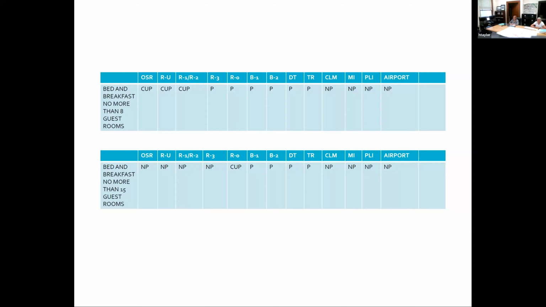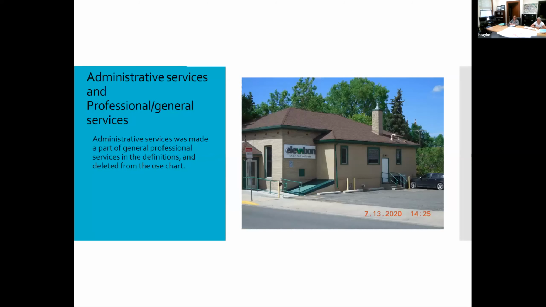Okay. Next slide, please. The next significant proposal is to eliminate the administrative services definition and to have that become part of the professional general services definition. So we're proposing to delete administrative services and to absorb that definition into the professional general services definition, as there was some confusion between the two definitions over time, and it makes sense to combine the two of them on the use chart. Next slide, please.